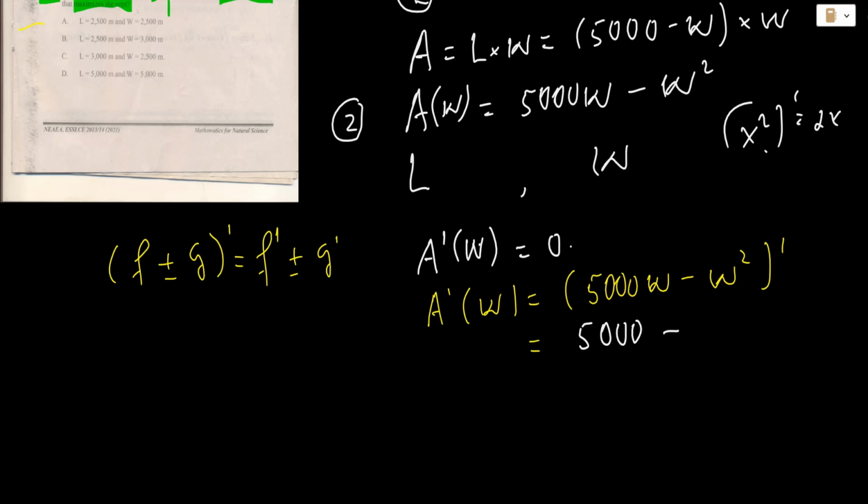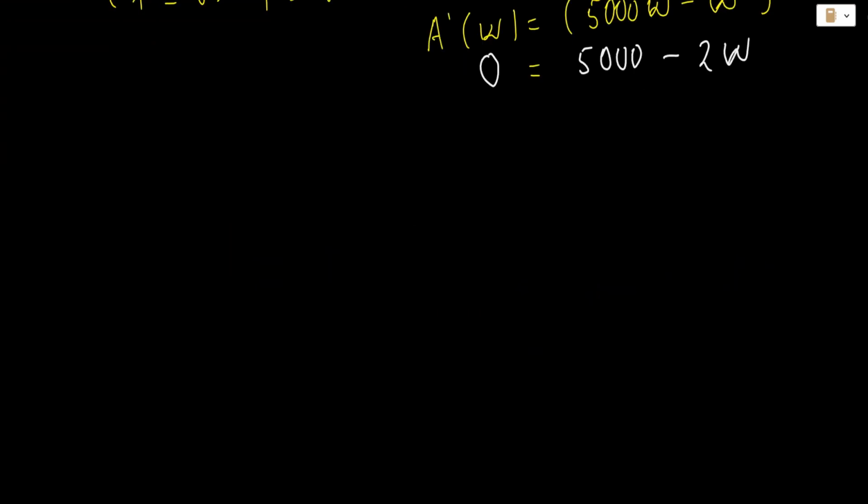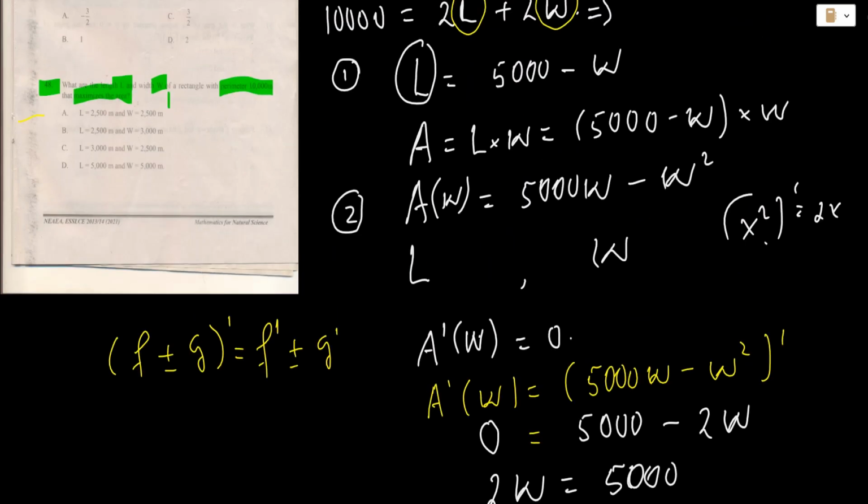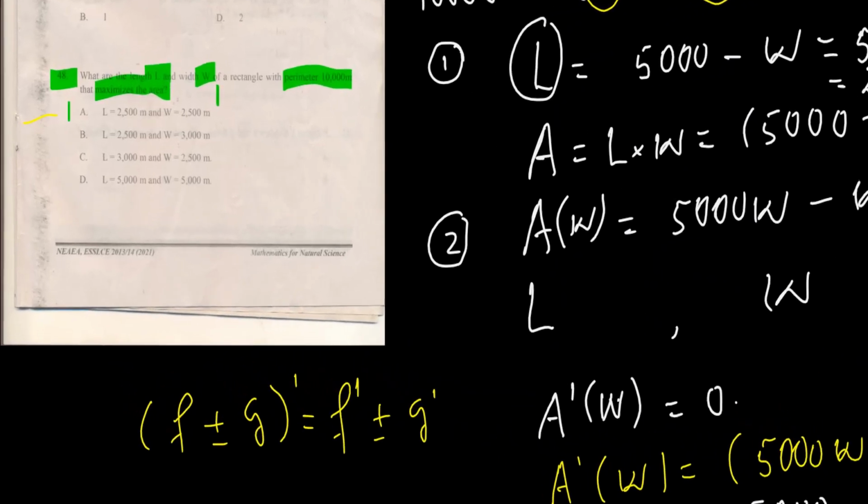So there is a minus, and we get 2 times W. This should be equal to what? 0, to find the critical number. Solving this equation gives 2W equals 5,000, so W will be 2,500 meters. Now we can go back to the first equation to find the length, which is 5,000 minus 2,500 for W, which will be 2,500 again. So our answer that maximizes the area is 2,500 by 2,500.